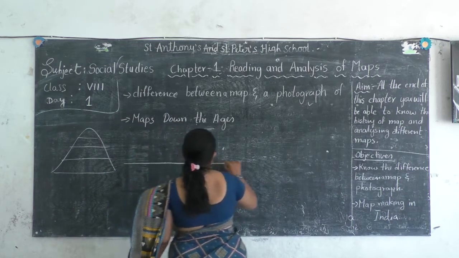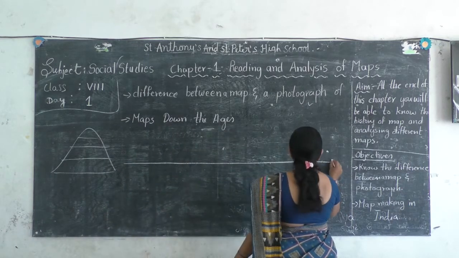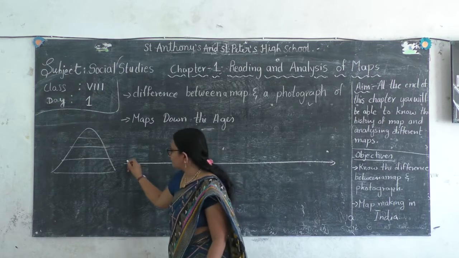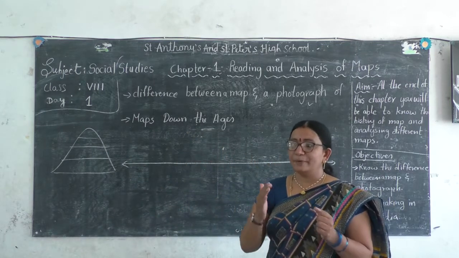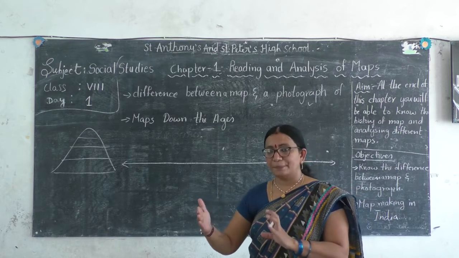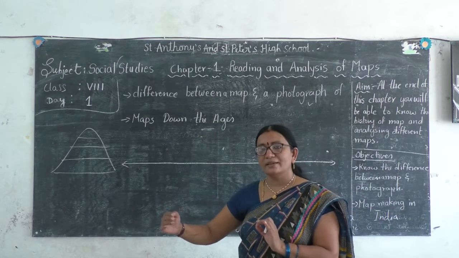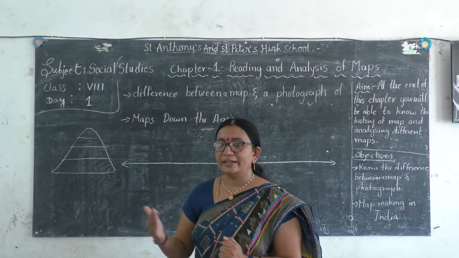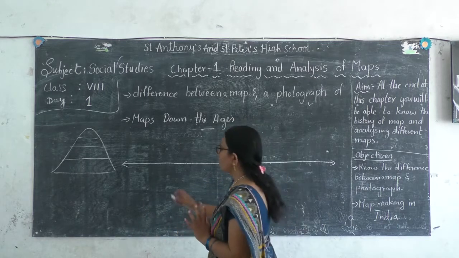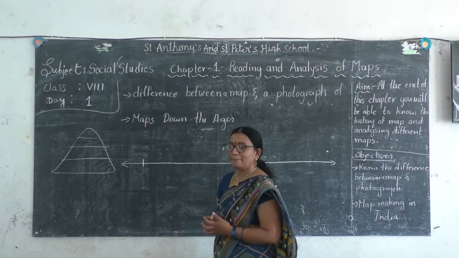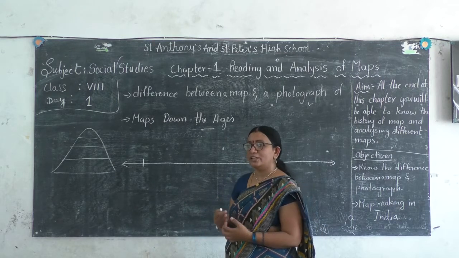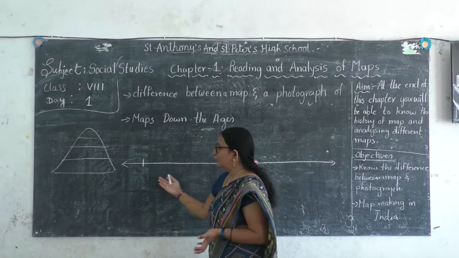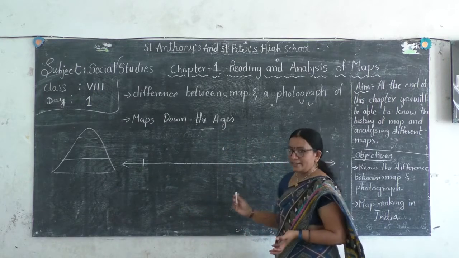Let us go with the chronology. What do you mean by the word chronology? Chronology is nothing but periodizing a particular time or sequencing the events when they happen. Let us sequence these events, what happened in the ancient period, how the maps were used in the ancient period, and we will continue this periodization.